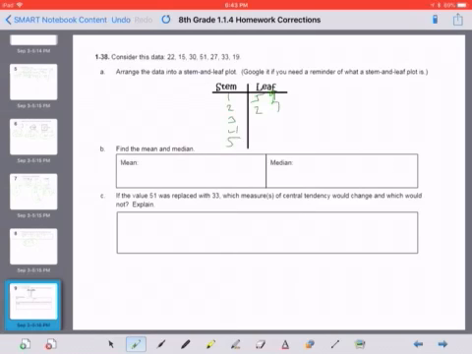Then next to the 3, I'm going to put a 0 and a 3. Next to the 4, there won't be anything, but I still need it as one of my stems. And then next to the 5 is a 1. So now I have all my data.